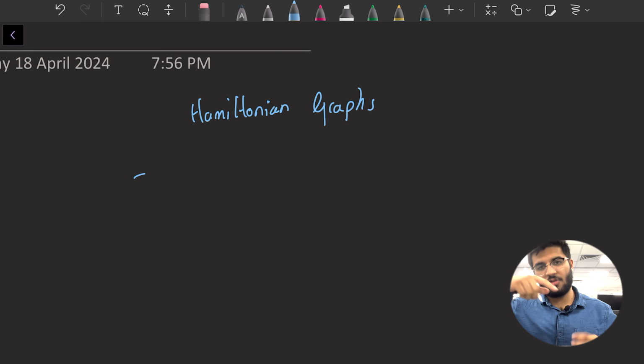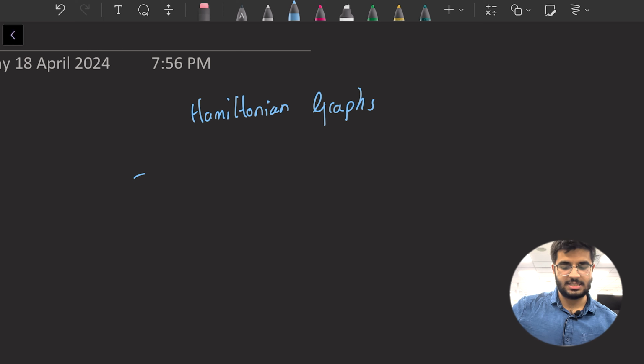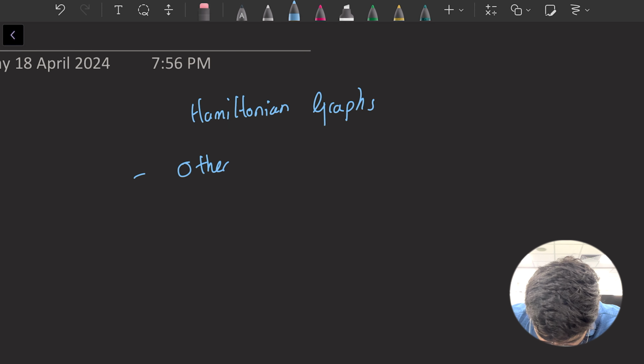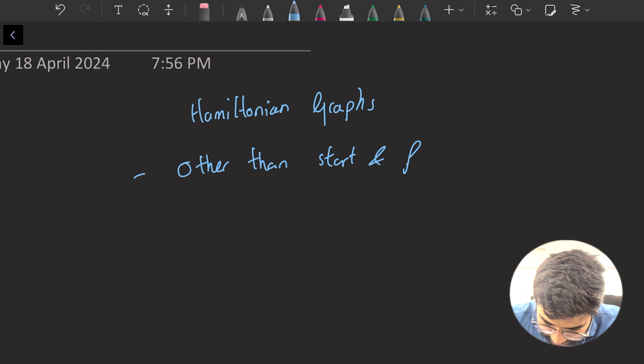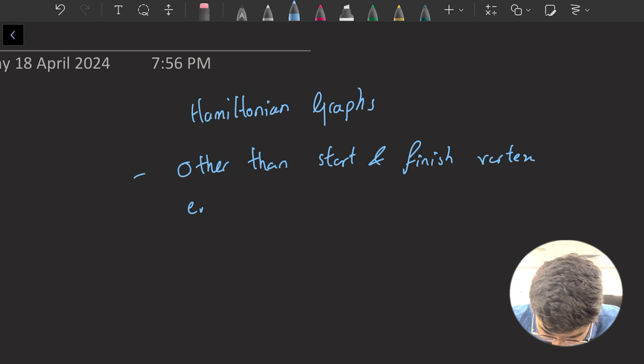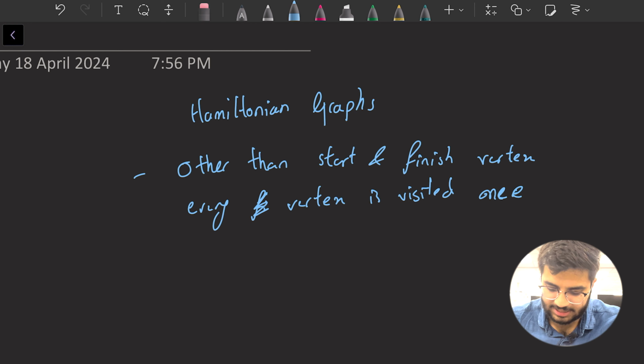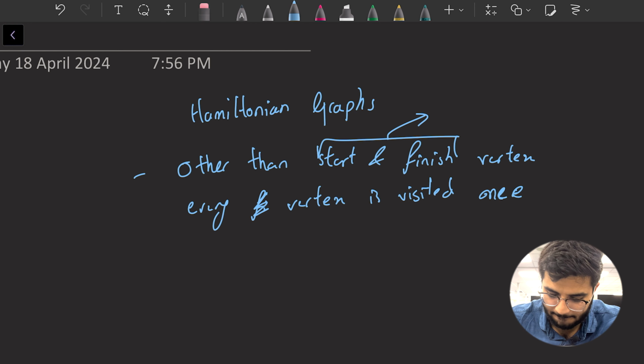Now, instead of visiting all the edges exactly once, we just need to make sure that we visit every vertex exactly once, except for the starting and finishing one. So, other than the start and finish vertex, every vertex is visited once, okay? Obviously, the start and the finish are the same.